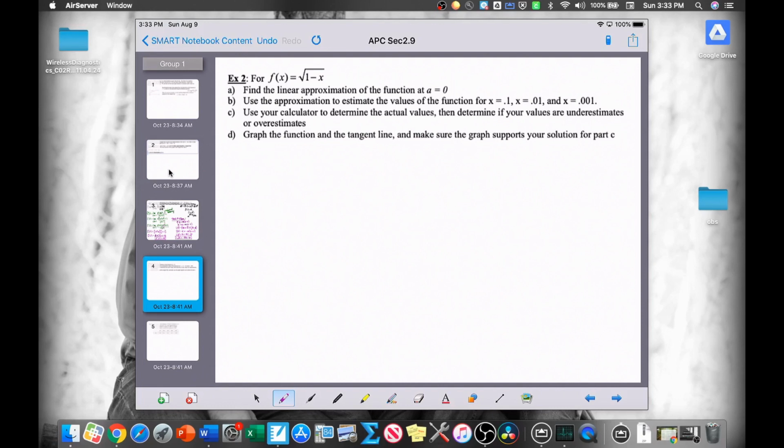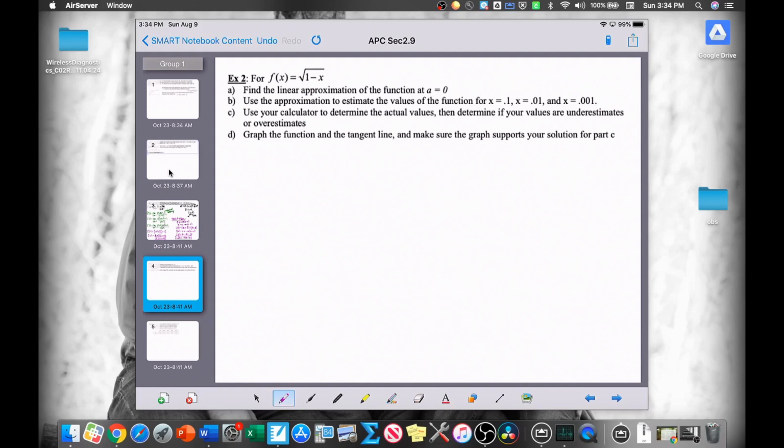Example 2 says for the function f of x equals the square root of 1 minus x, part A, find the linear approximation of the function at a equals 0. Part B, use that approximation to estimate the values of the function for x equals 0.1, 0.01, and 0.001. Part C, use your calculator to determine the actual values, then determine if your values are underestimates or overestimates. And then finally, Part D, graph the function and the tangent line and make sure the graph supports your solution for Part C. All right, so let's take this one step at a time.